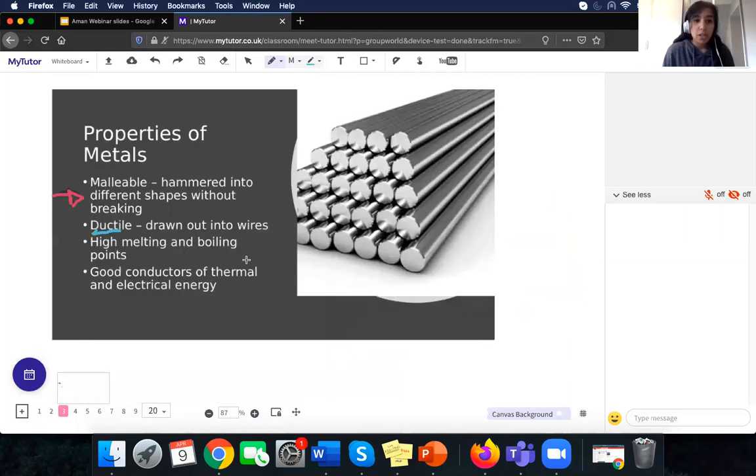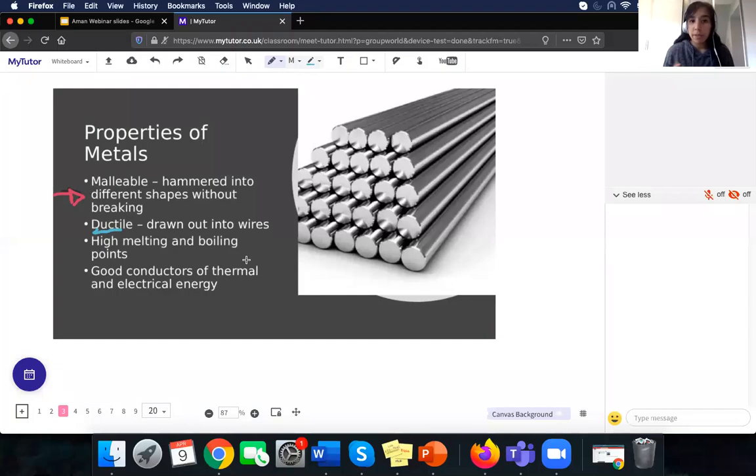Okay. So we've explained malleable and ductile. Remember, it's about the layers moving over each other, but that structure not breaking because of those delocalized electrons providing the electrostatic attractive forces between the cations and the electrons, meaning that those positive ions do not repel. The next thing is high melting and boiling points. That's quite a nice one to explain, and that's just to do with the electrostatic attractive forces between the cations and the delocalized electrons. So they are very, very strong, which means that metals have high melting and boiling points.